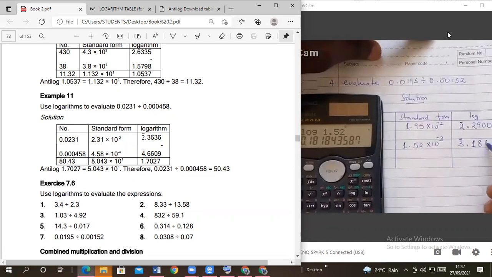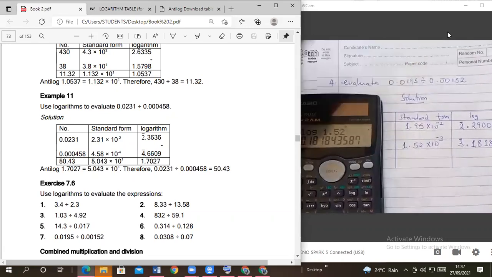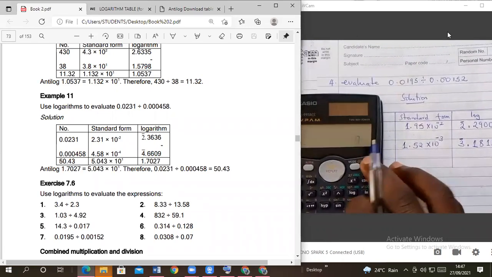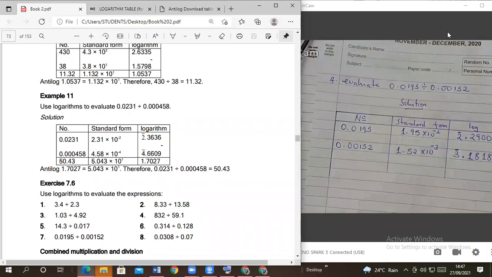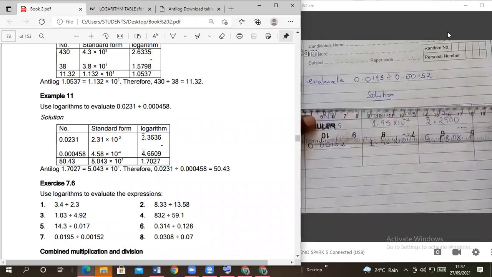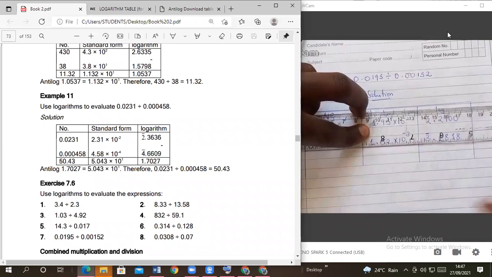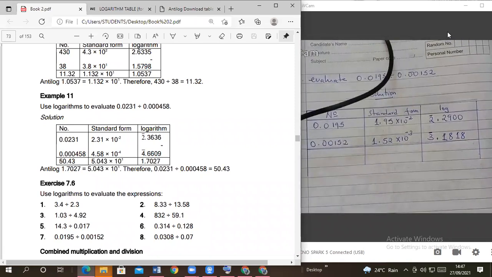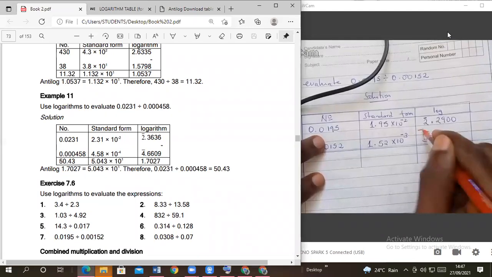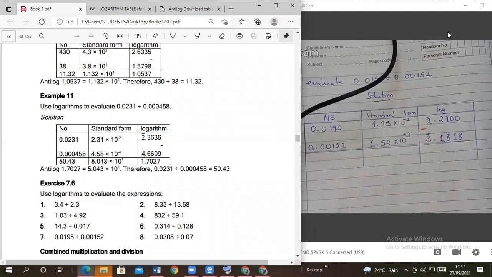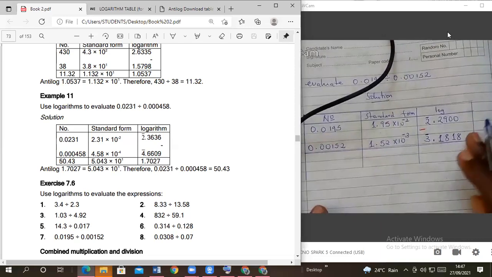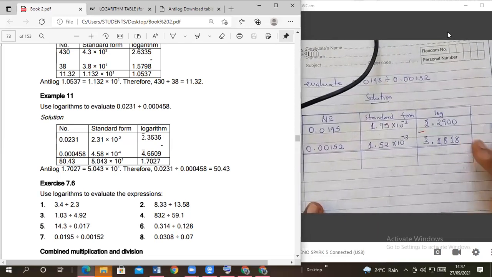1.8. Okay? Is that another number? No. Okay. So what do we do? We close that one, right? Yes. So we are dividing the numbers. What do we do to the logarithm? We subtract. So 0 minus 8, is it possible? No. Even here is 0. So which means we come and borrow from 9.